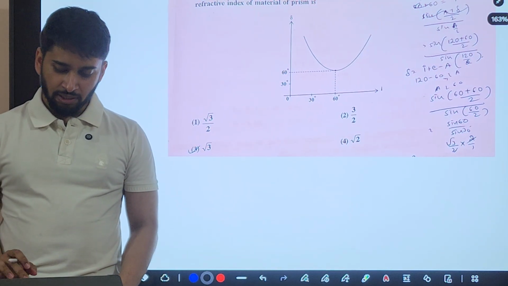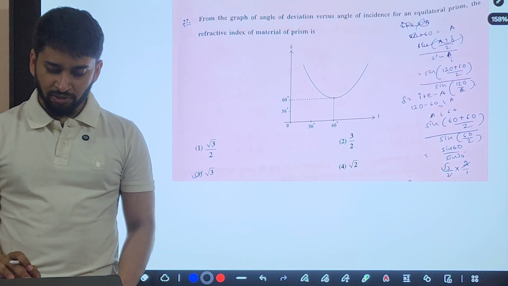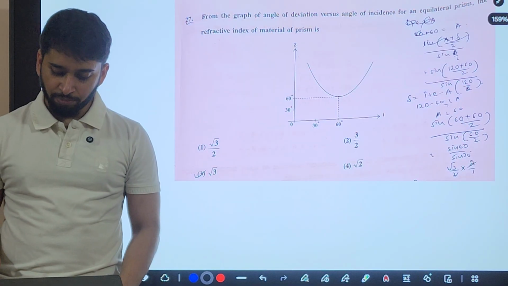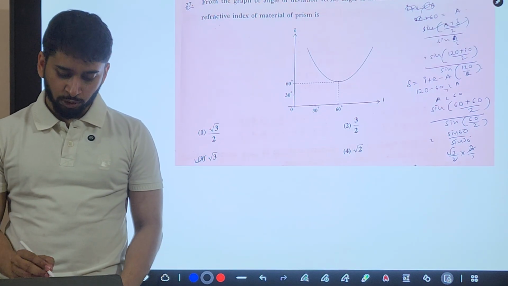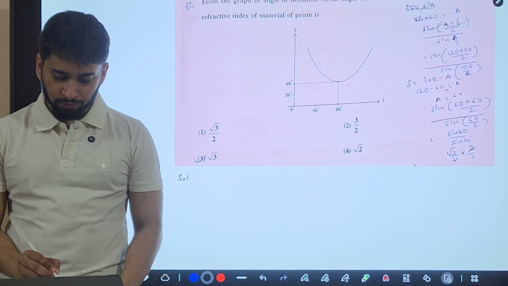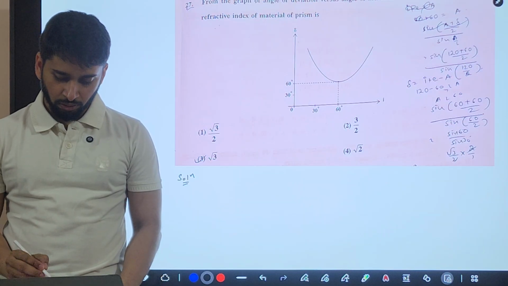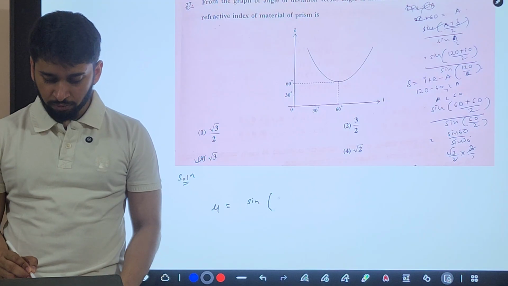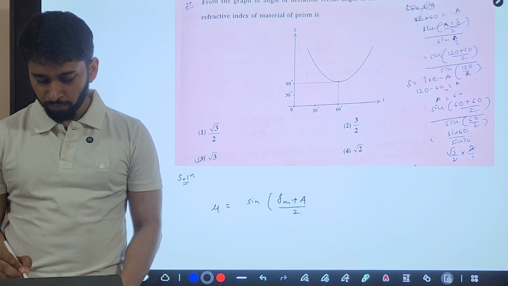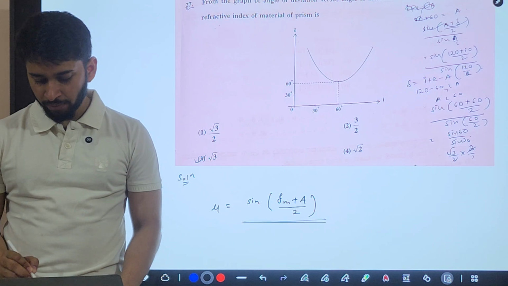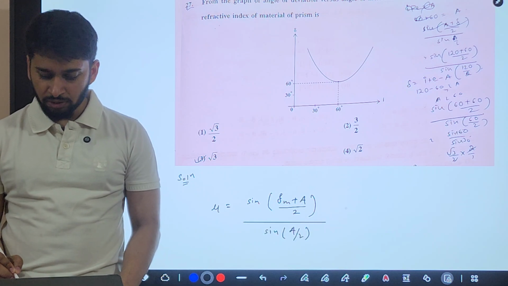Right, from the graph of angle of deviation versus angle of incidence for an equilateral prism, find the refractive index. So you have this formula. What is the formula? Mu is sine of (delta m plus A) by 2, whole divided by sine A by 2. This is the formula. We can use it directly.